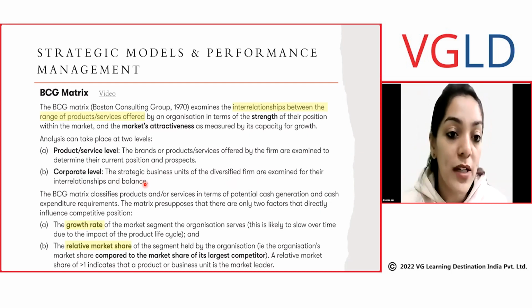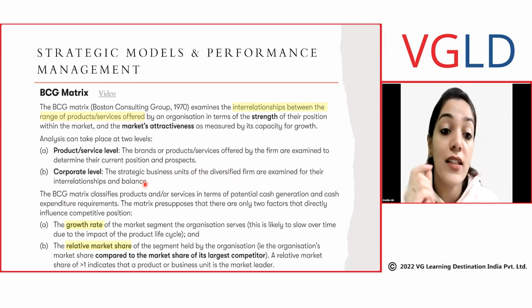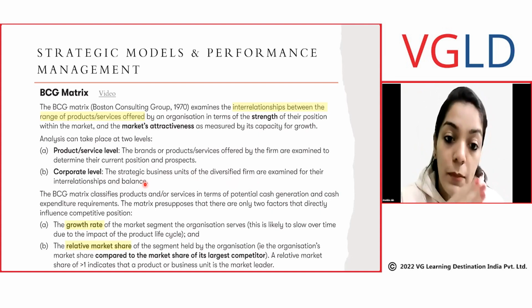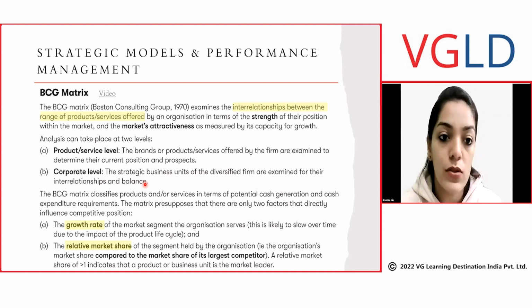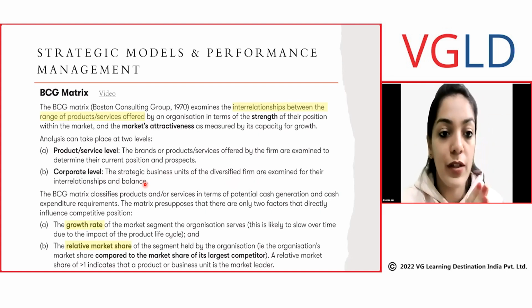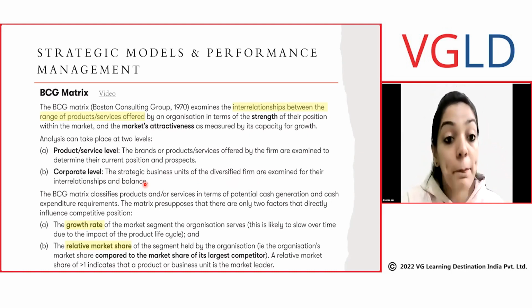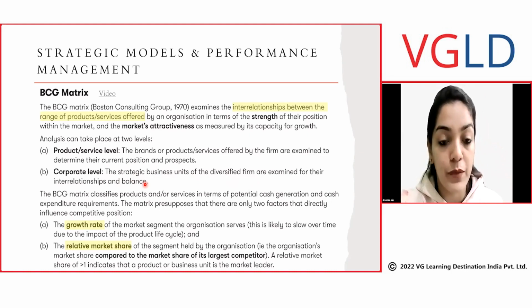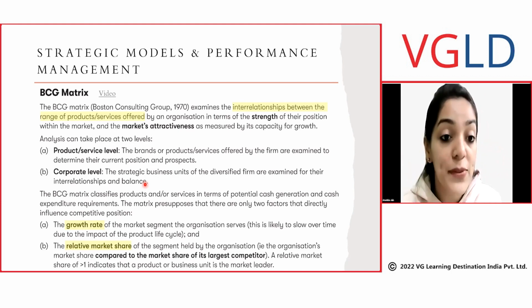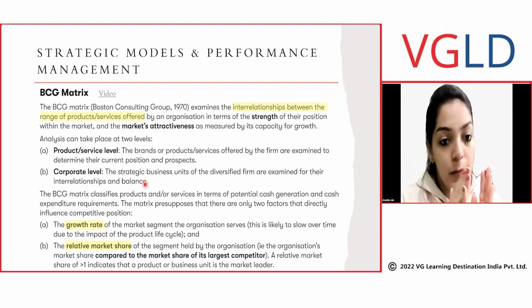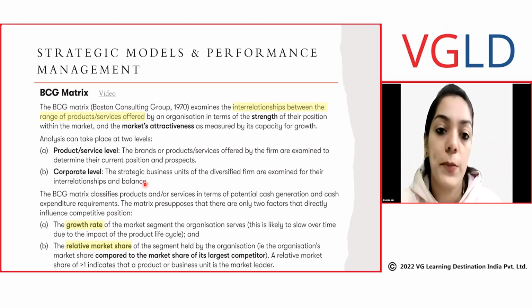Product level BCG metrics will be what? ITC's Yippee noodles market share and market growth. So when it will be calculating its market share, it will be comparing it like its market share is, let's say, 20%. Maggi noodles from Nestle, how much share is that having? So that is the type of two types of BCG metrics which can be done. One is product level, another is corporate level.